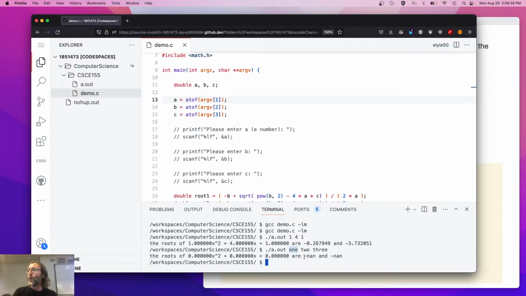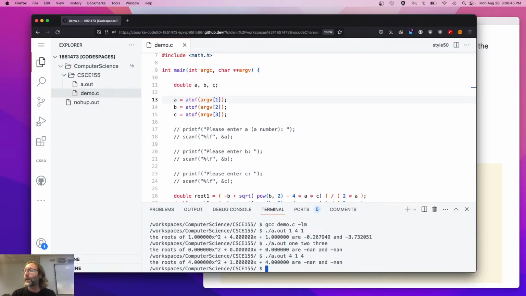If you go back and you behave and you're no longer a PEBCAC user, let's make it big though, 4, 1, 4. You can still have bad input here in that you will have imaginary roots, but at least you've got numerical inputs now. What happens if you're a real PEBCAC user and you don't provide any command line arguments at all? Something even worse, I hope. Yep. Segmentation fault, core dump.